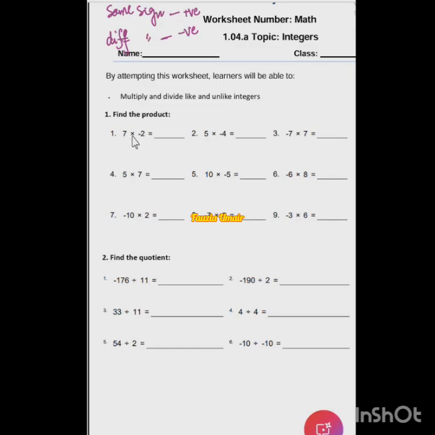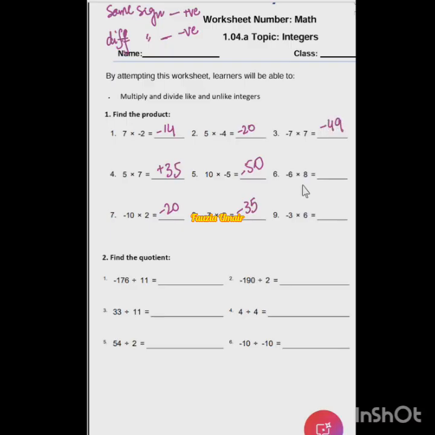Can you tell me 7 multiplied by minus 2? Ma'am, different signs, so minus 14. Excellent. 5 into 7, same sign, plus 35. Very good. Minus 10 into 2, different signs, minus 20. 5 into minus 4, different sign, again minus 20. Very good. 10 into minus 5, different signs again, minus 50. Very right. Then minus 7 into 5, different sign, minus 35. Very good. Now minus 7 into 7, minus 49.